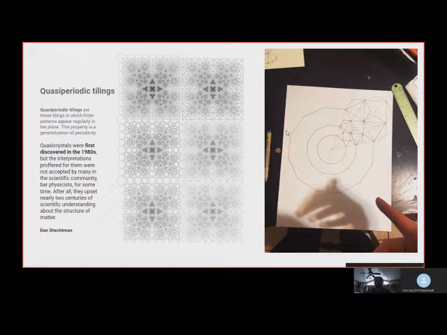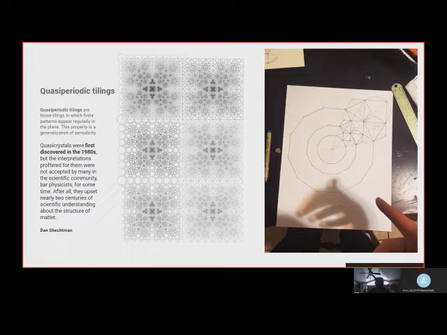But quasi-periodic tilings are those tilings in which finite patterns appear regularly in the plane. This property is a generalization of periodicity. So the periodic chart, periodicity, atoms, atomic structure, the periodic table of elements. It's periodic tiling and periodicity that we're looking at here when we're looking at the nucleons and nuclear physics of the atom and the atomic structure.